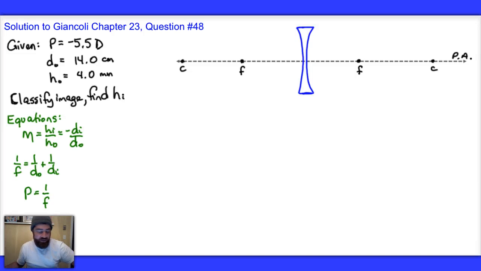This is question number 48 from chapter 23. It reads, a negative 5.5 diopter lens is held 14 centimeters from an object 4 millimeters high. What is the position, type, and height of the image?